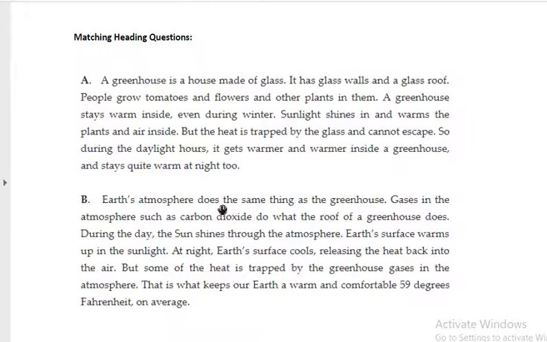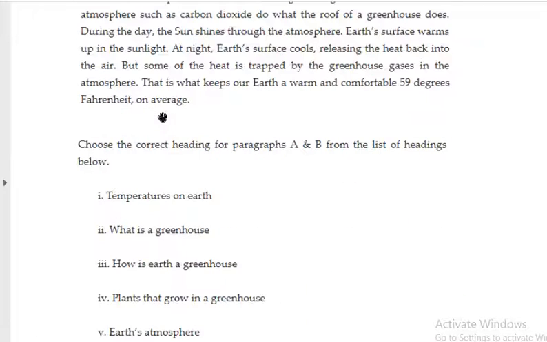So these types of questions are a little bit time consuming because you will have to read all this paragraph A and then you can decide whether option 1 fits or option 2 fits or option 3 fits.